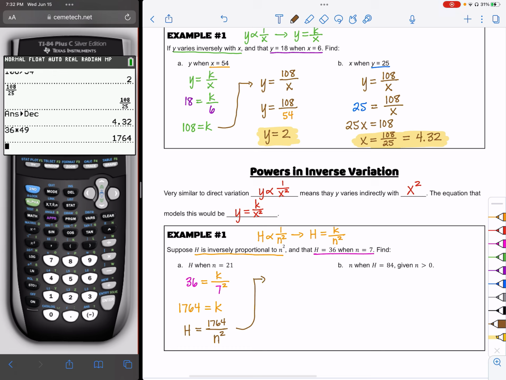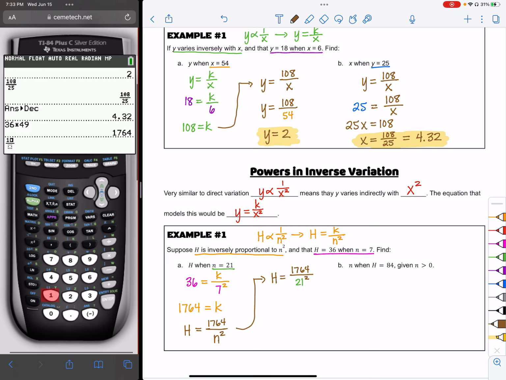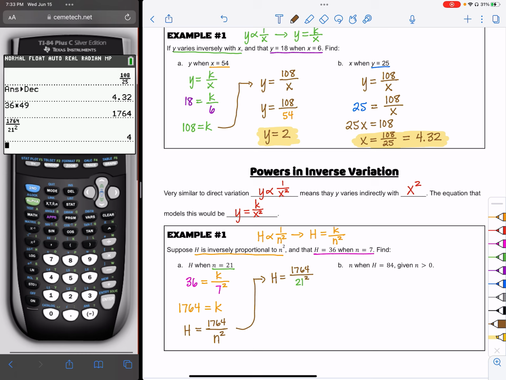Now I can actually answer the question: what is h when n is equal to 21? If I know that n is equal to 21, I'm going to have h equals 1,764 divided by 21 squared. If I put that in my calculator, I will end up getting 4. So here I will say h is equal to 4. So that is my answer.